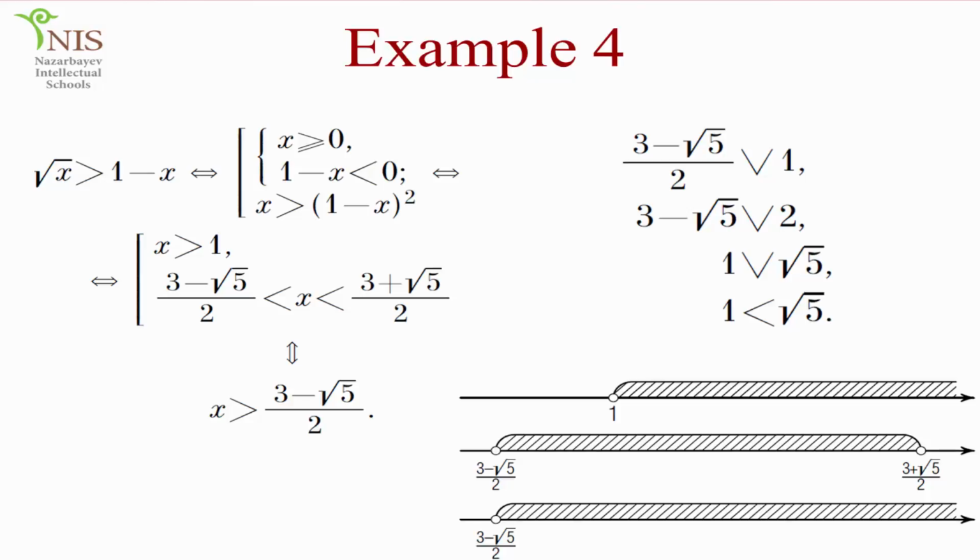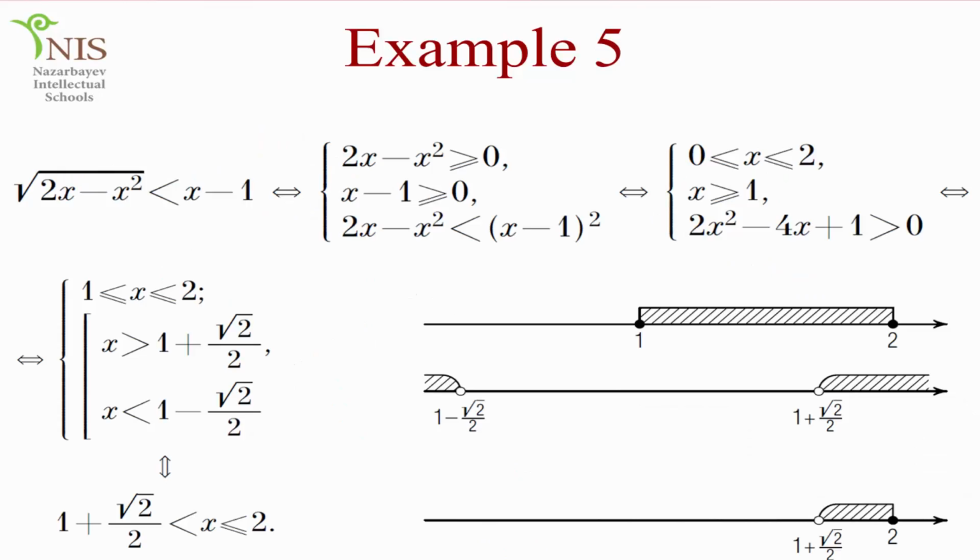As you can see from the coordinate line, you can see the answer. So it's the intersection of these 3 answers. So it will be 3 minus square root of 5 divided by 2, and x is bigger than it.